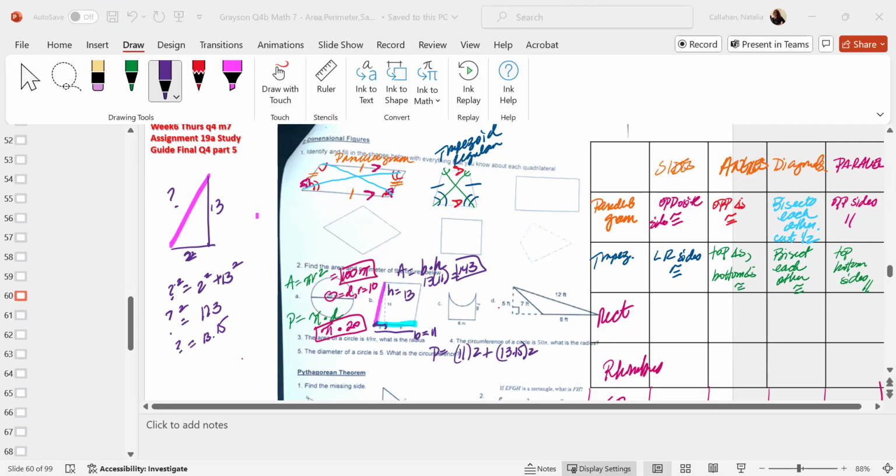So 22 plus 13.15 plus 13.15. 22 is 48.3. That's your perimeter.